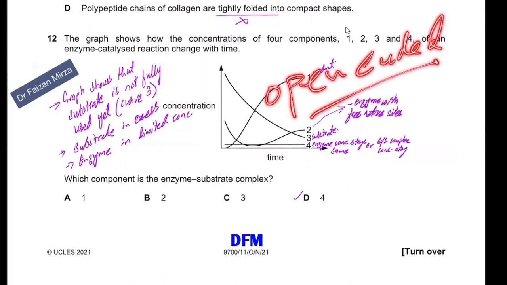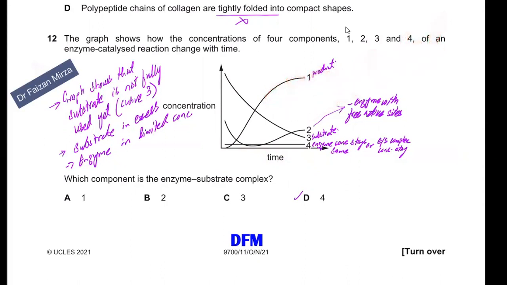The graph is not actually telling you that the completion of reaction occurred. If we just come to this graph, we see that there is something whose concentration was maximum at the initial time, then it started to decrease. This must be the substrate, because we know as the enzyme catalyzed reaction proceeds along time on the x-axis, the concentration that falls will always be of substrate, and the concentration that rises will always be of product. So we know 1 is product and 3 is substrate.